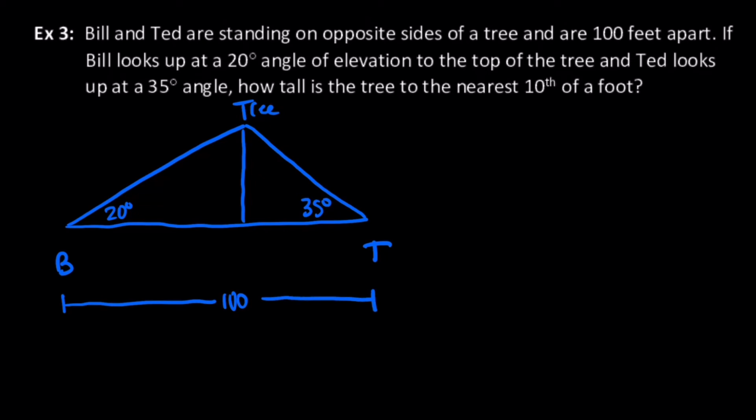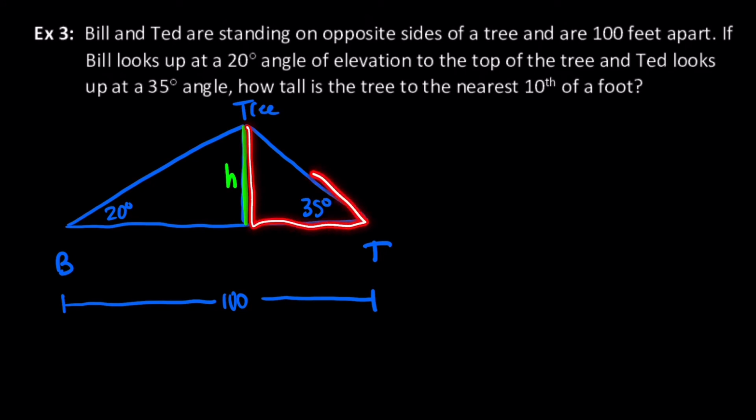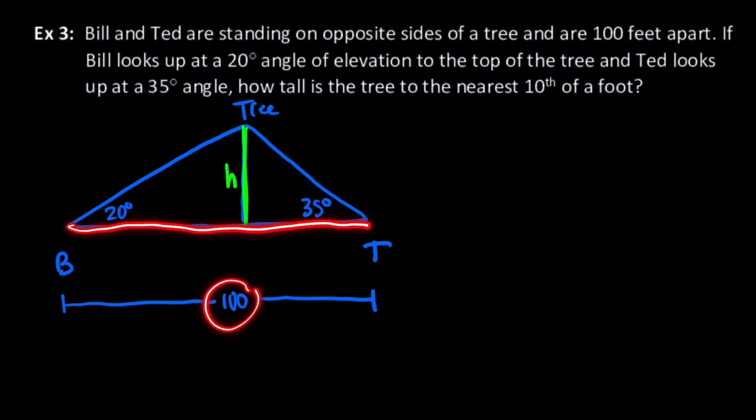How tall is the tree to the nearest tenth of a foot? So we want, I'll call it H, the height of the tree. I want that. Well, I've got some right triangles here, right? I've got this right triangle. I know that's 20, but I don't really know anything else. I have a right triangle here. I know that's 35, but again, I don't really know this. But I know together, they're 100.